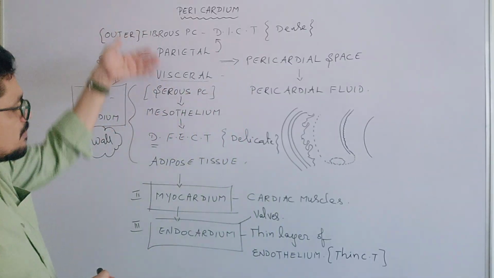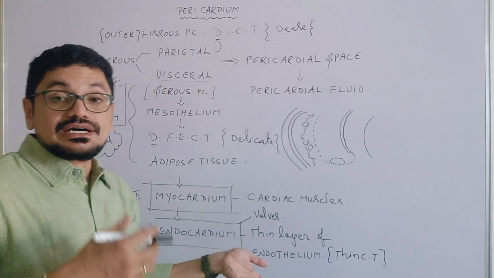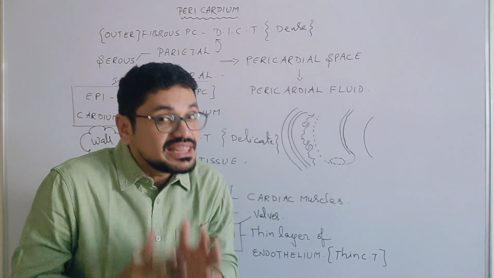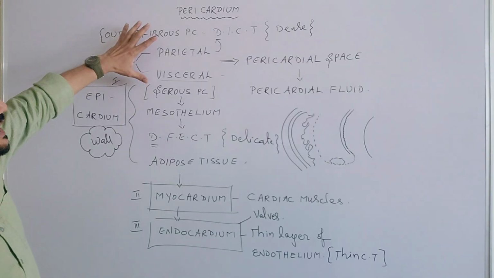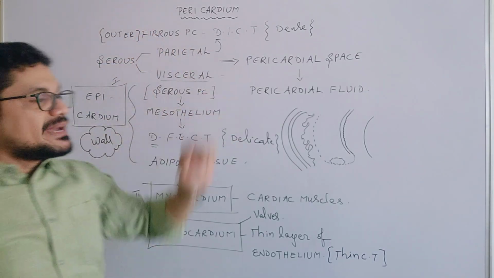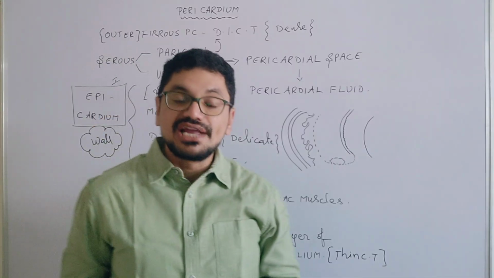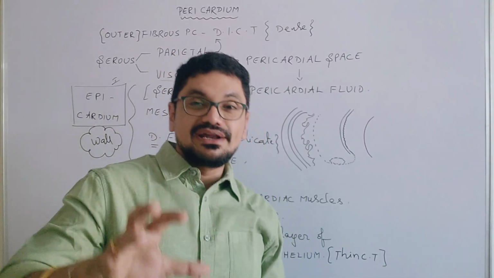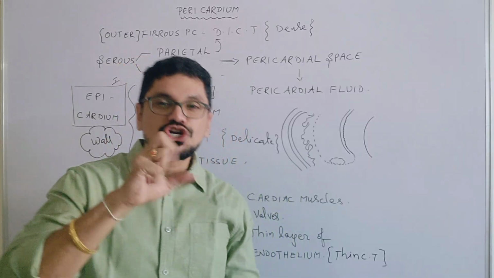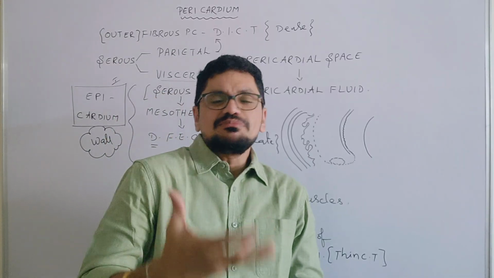So these are all the components of the heart, I mean to say, which surround the heart or which are present in the wall of the heart. These are the layers surrounding the heart, and these are present in the wall of the heart. The pericardial space is filled with pericardial fluid. That pericardial fluid helps in protecting the heart from external shocks, and it acts like a cushion.